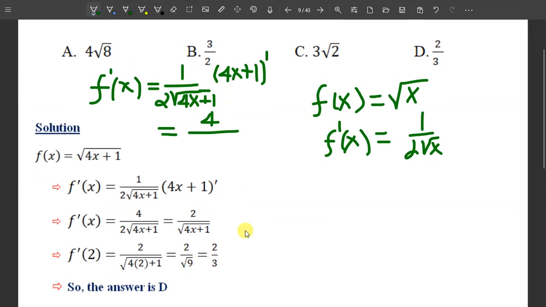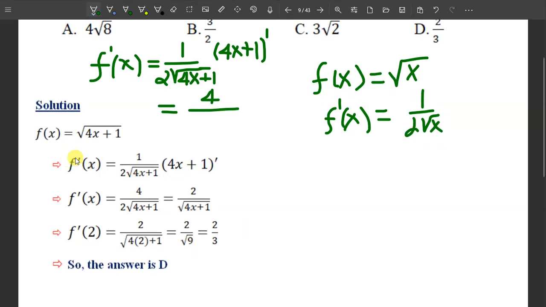Just to save time, let us see the one I have already done. Here, f prime of x is equal to 1 over 2 times the square root of 4x plus 1, multiplied by chain rule, then derivative of what is inside the square root, which becomes (4x plus 1) prime. The derivative of 4x plus 1 is simply 4, and then we have 4 over 2 times the square root of 4x plus 1. Then cancel 4 by 2, which becomes 2. 2 over the square root of 4x plus 1 is the derivative of the given function.